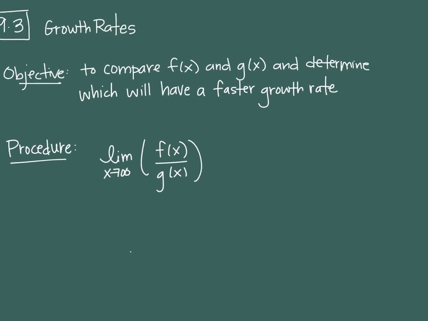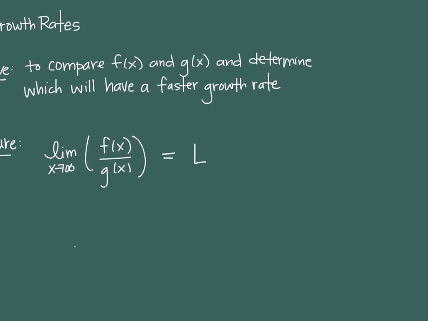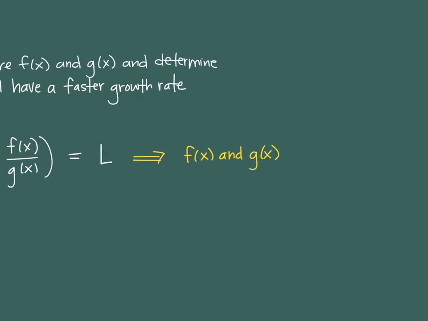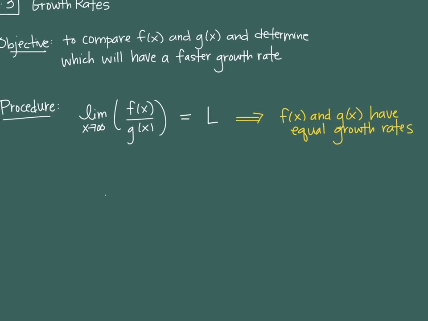One result would be that you get a limit. If you get a limit, the implication is that their growth rates are equal, so that f of x and g of x have equal growth rates. So that's one scenario. When you compare them, you actually get a limit value.